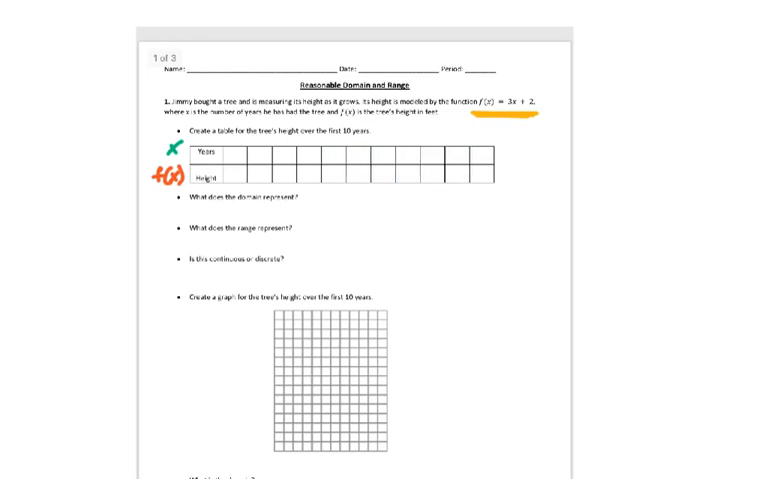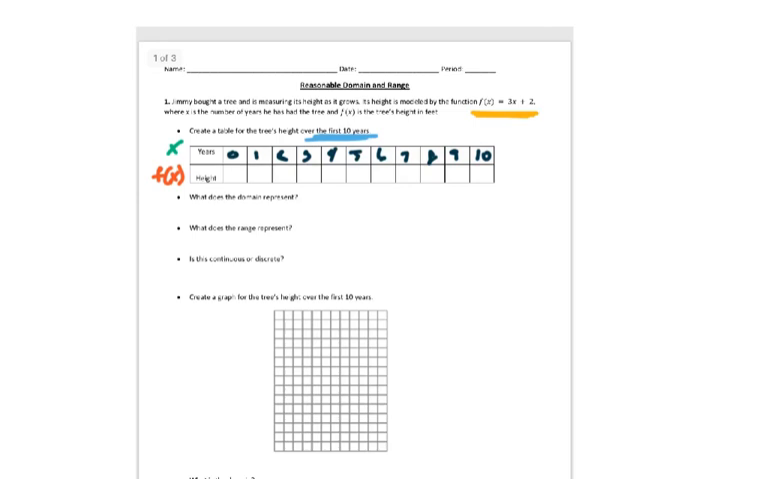Okay, so we're going to start at year 0, it's fine. So we have my year 0, 1, 2, 3, 4, 5, 6, 7, 8, 9, 10. Okay, so those are my x's. I got that because it said years, and it said that its years are between 0 and 10. So my first 10 years for this tree.